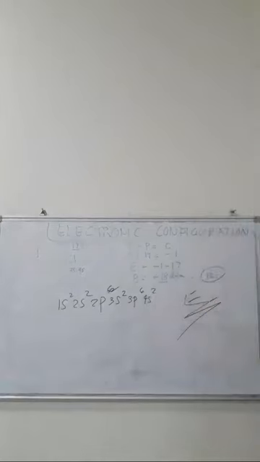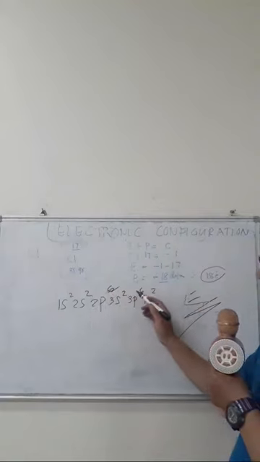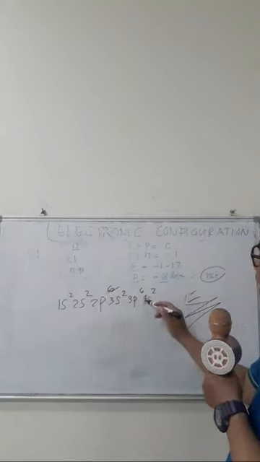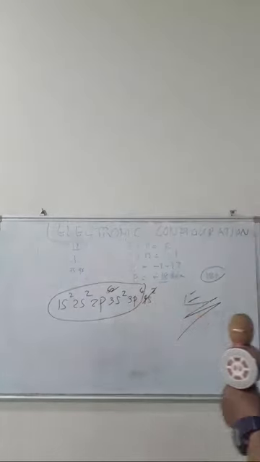Let's count the electrons here. 2 plus 2 plus 6, 10, 12, 18. So we drop off the 4s because it's already 18. So it's here. So this is your electronic configuration.